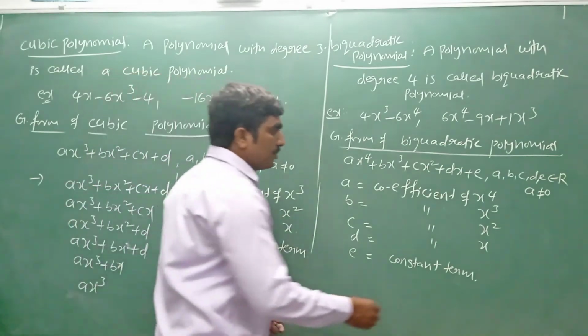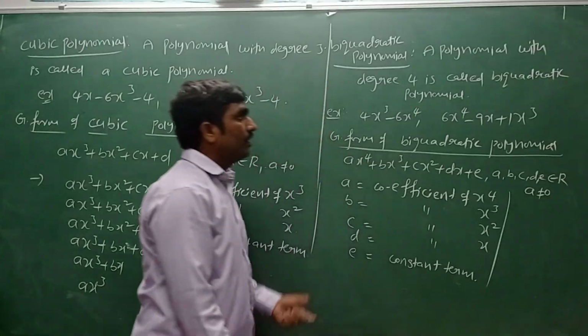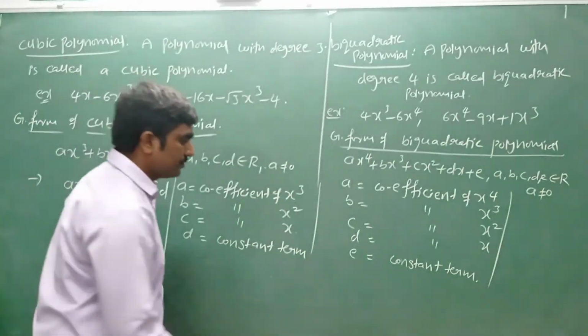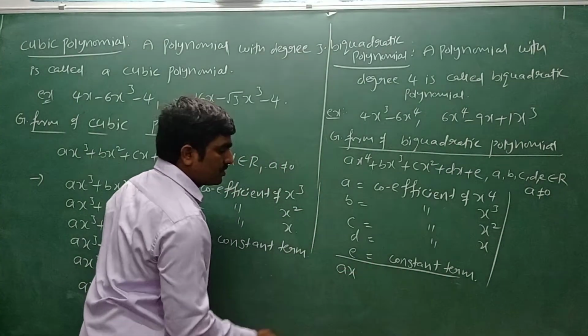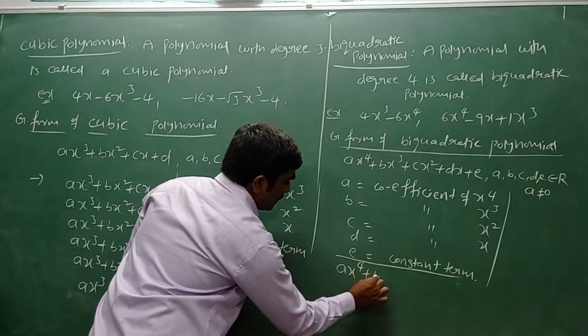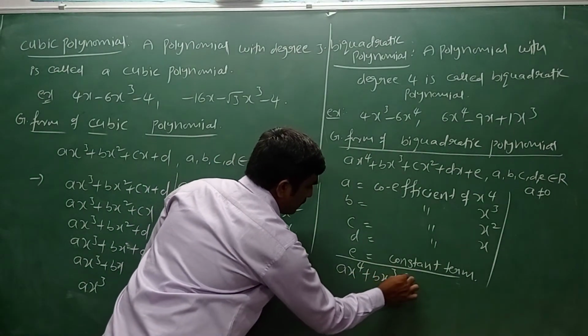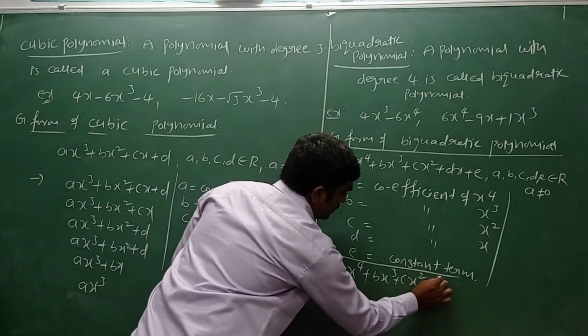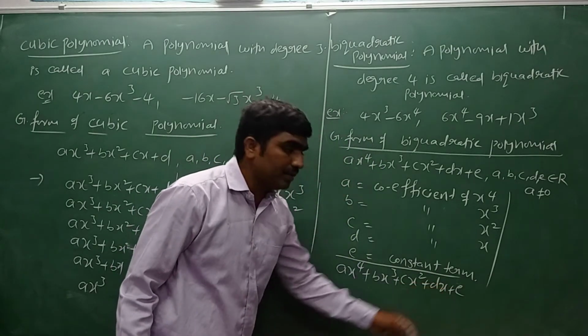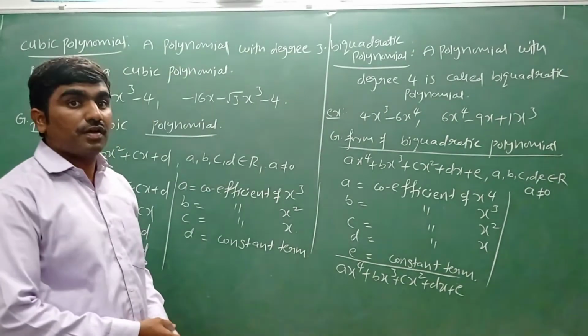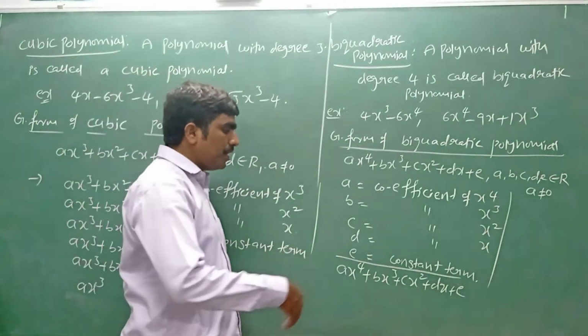Then we'll see maximum how many terms we can write in a biquadratic polynomial. Maximum we can write 5 terms. Let's see once. ax power 4 plus bx cube plus cx square plus dx plus e. 1, 2, 3, 4, 5. Yes, which contains maximum 5 terms.